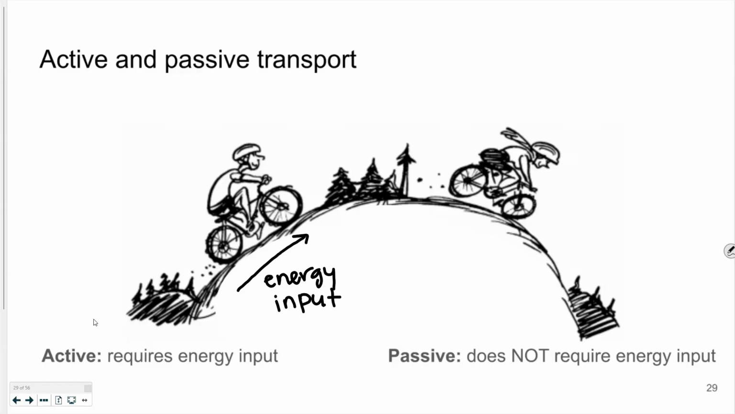Once you get to the top of the hill, you get to be like, woohoo, now we're going to ride downhill. When you're riding downhill, in order for your bike to be propelled forward, you do not have to have energy input to move your bike. Gravity is going to help you with that.